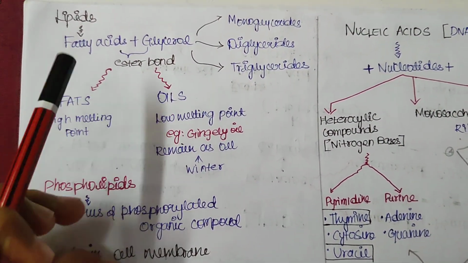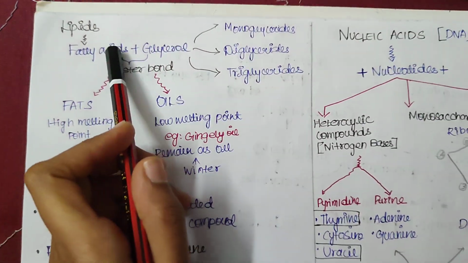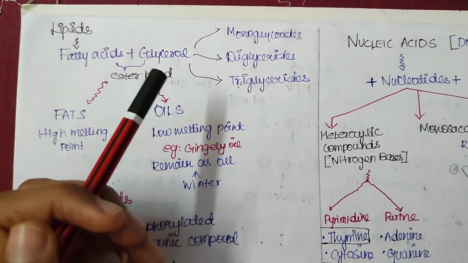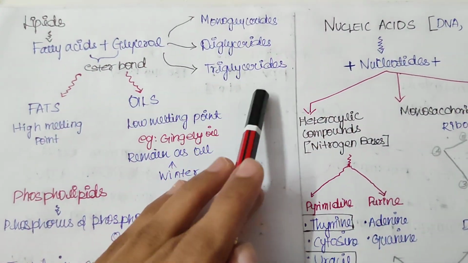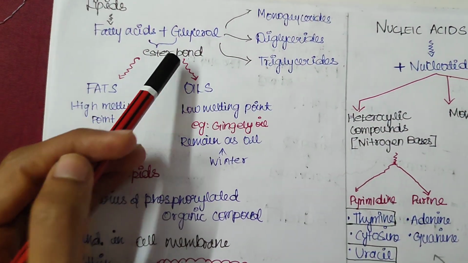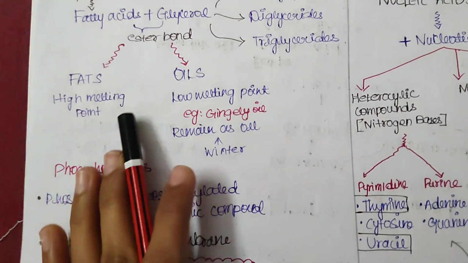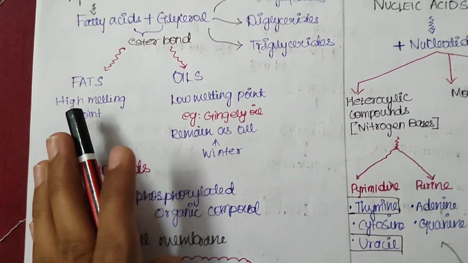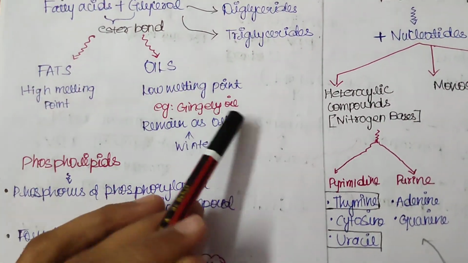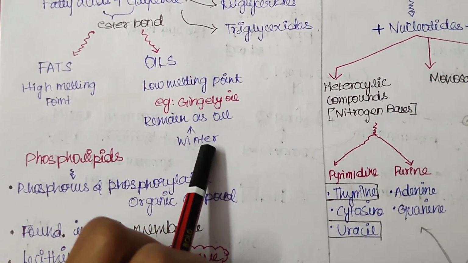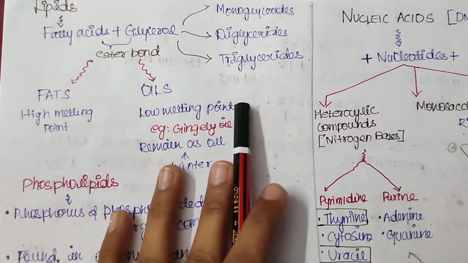Okay, and these will also be called fats or oils. Before that, whenever we say fatty acid plus glycerol, these will be classified into three types: monoglycerol, diglycerol and triglycerol. Okay, these are the classifications, and this is divided further into two divisions, which are nothing but fats and oils. What are fats and oils? Whenever it has a high melting point, it is called fat. But whenever it has a low melting point, it is called oil. For example, gingerly oil remains as oil even in winter. That's why it has a low melting point and is classified as oil.